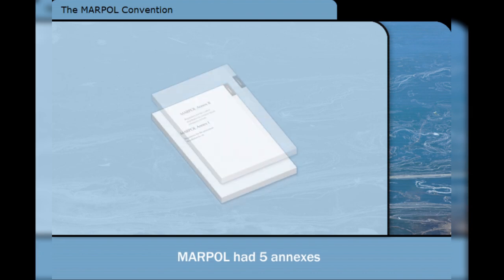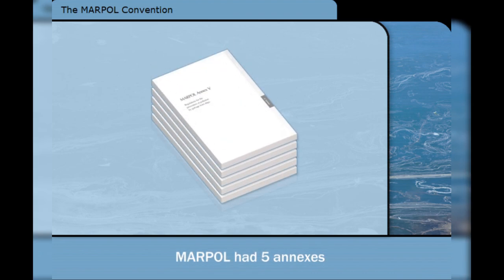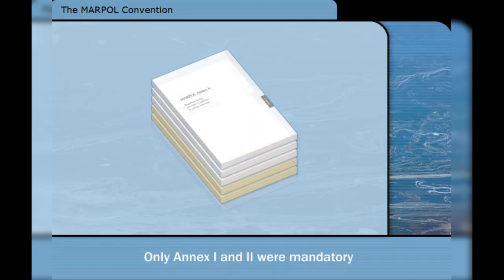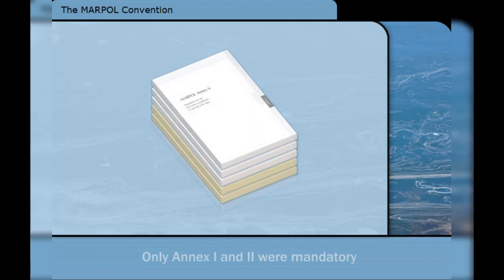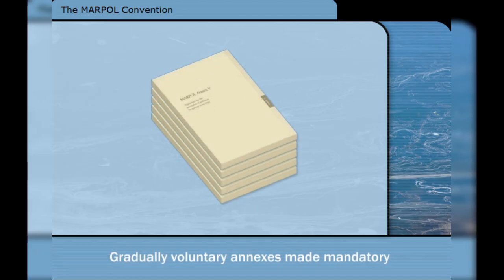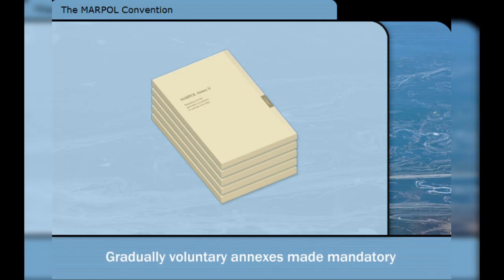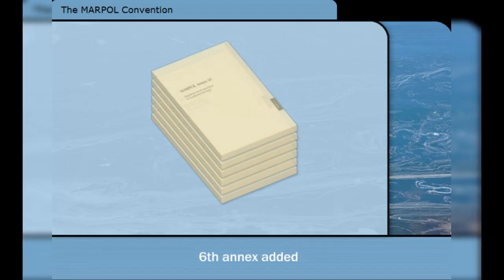When Marpol was introduced, it had 5 annexes, each covering one source of pollution. Only Annexes 1 and 2 were mandatory. Growing worldwide recognition of the problems caused by the other types of pollution has gradually led to the voluntary annexes becoming mandatory, and a 6th annex being added.